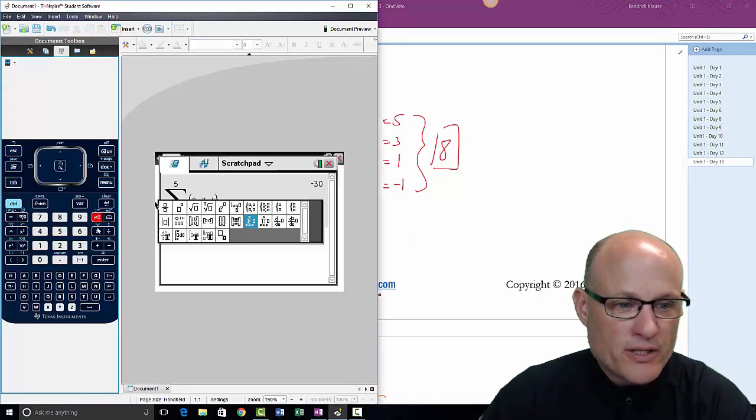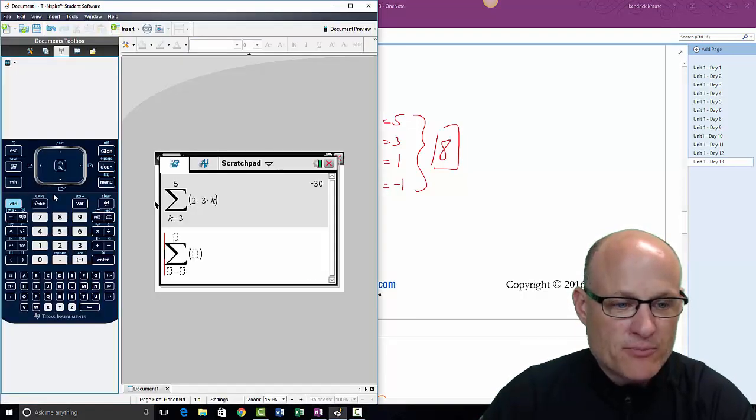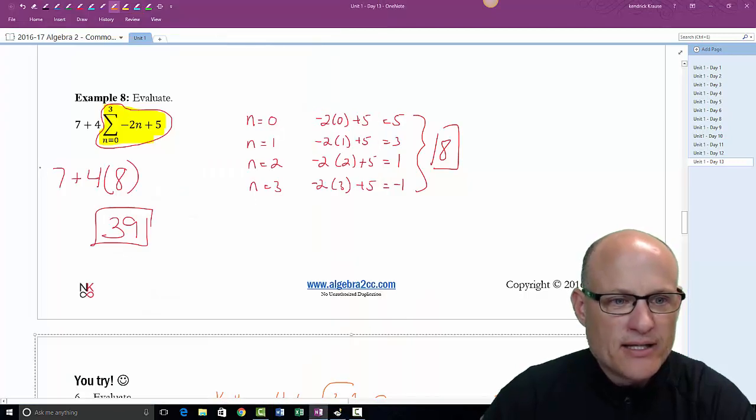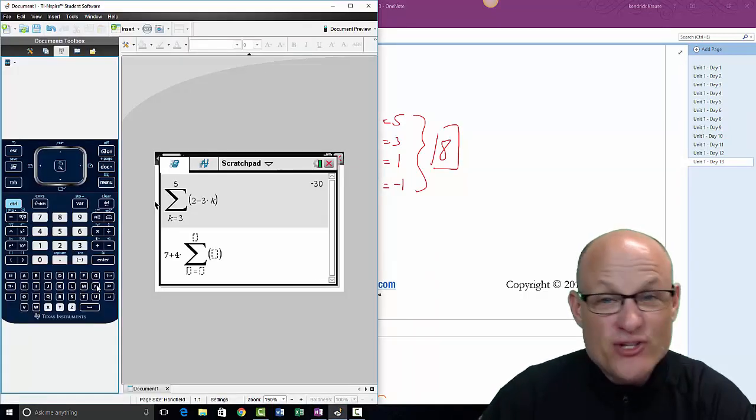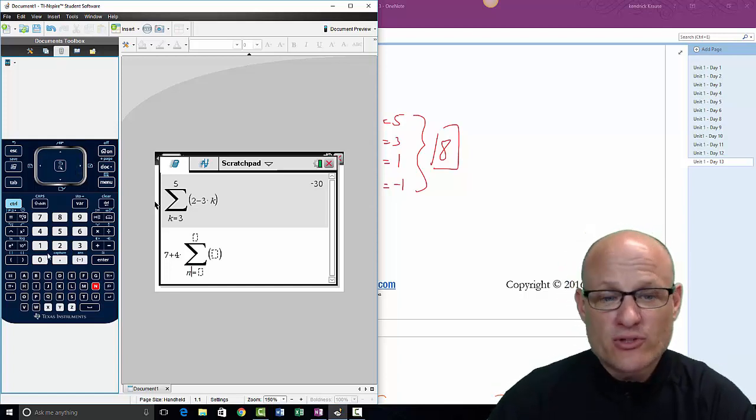So we're going to go bink, dink. Now, first we should put in front 7 plus 4 times this thing. And then we can start putting the numbers in. What do we got? N equals 0. By the way, N is generally the most used one. Almost always N is used. We'll put N equals 0 in there. And then we'll go up to the top. And it goes to 3.